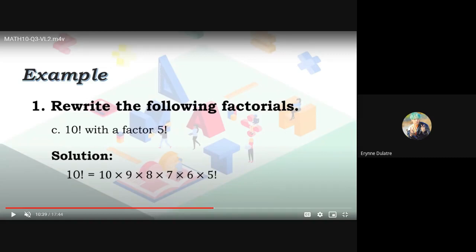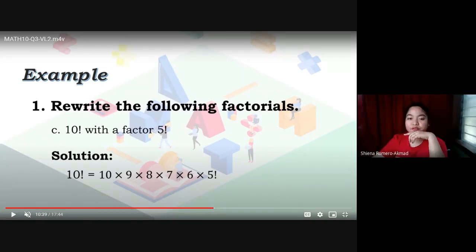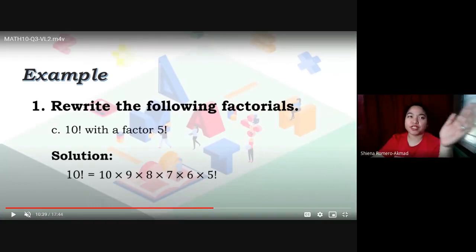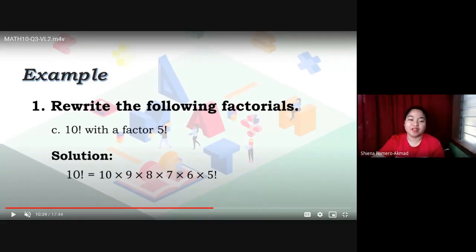factorial po. Factorial times 44, ano po. The factor, ano po, times 43. Factor of 43 po. So 44 times 43 factorial. Okay? So the term is factorial. Okay? So malinaw na tayo dyan sa rewriting of following factorials.